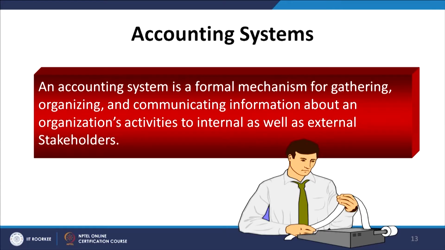Accounting systems, we know it. An accounting system is a formal mechanism of gathering, organizing and communicating information about an organization's activities to internal as well as the external stakeholders. If it is financial accounting, it is useful to both internal and external, but the information generated under cost accounting is useful only for the internal stakeholders, nothing with regard to the external stakeholders, and in the same way this information can be used for internal decision making.